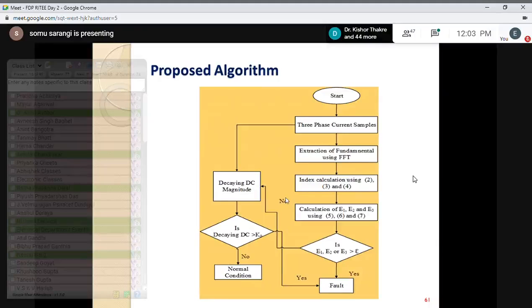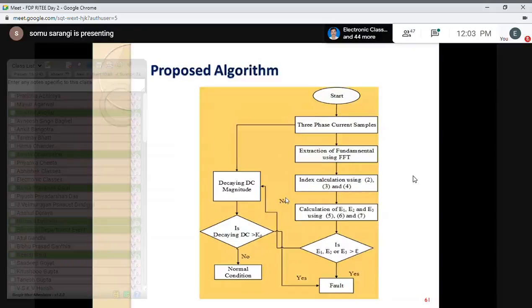So we will take the current sample, and extract the fundamental signal by using the FFT algorithm. Then we take the indices by using equations 2, 3, 4. Then we calculate E1, E2, E3 using equations 5, 6, 7. So we check whether E1, E2, E3 is greater than the threshold. If it is yes, then fault.